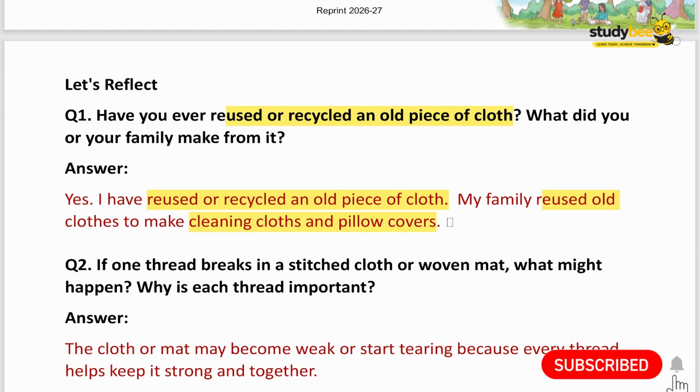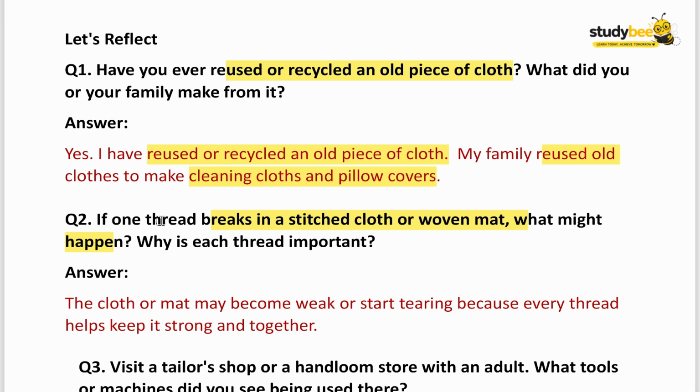So हम पुराने कपड़े को जल्दी फेंकते नहीं हैं. So हम पुराने कपड़े का cleaning cloths बना देते हैं या pillow covers बना देते हैं या फिर quilt बनाते हैं. So we make different use of these old clothes. Old clothes का हम different तरीके से use करते हैं. Okay? Okay, next question. If one thread breaks in a stitched cloth or woven mat, what might happen?